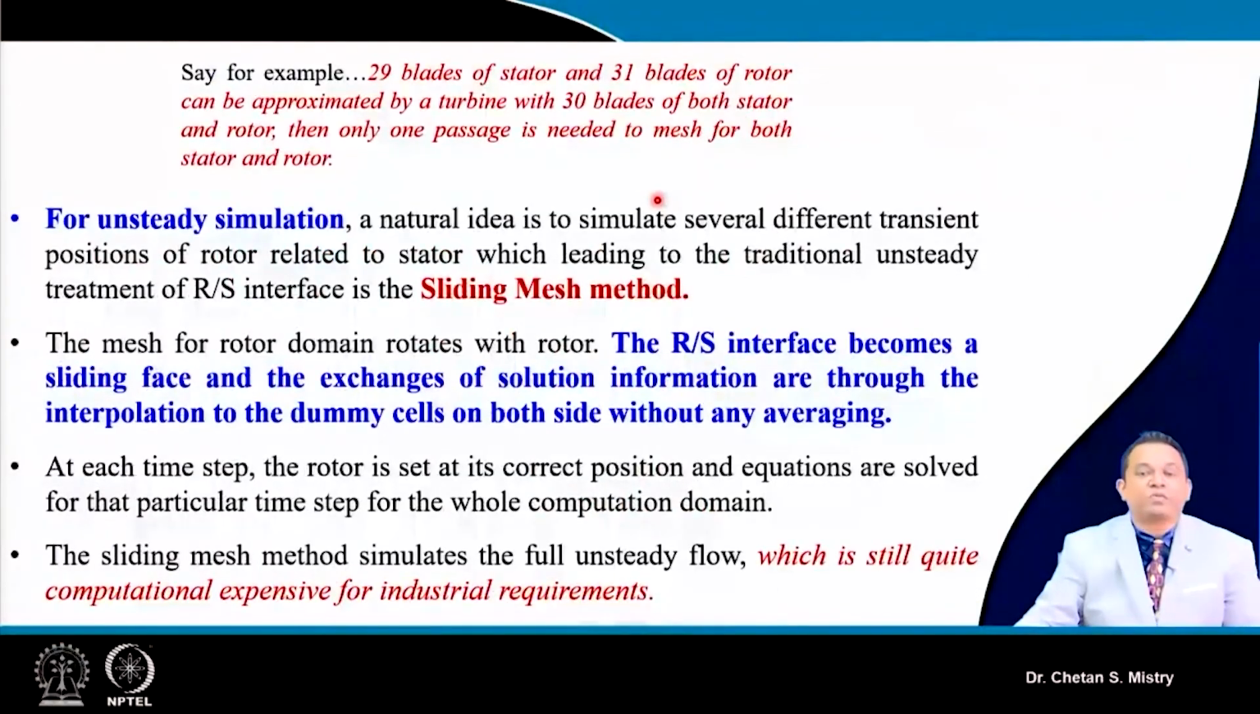Suppose we consider one example. Say we have 29 blades for the stator and 31 blades for the rotor. We can assume both to be 30, and based on that we will set the flow domain such that the exchange of data happens in a proper way. When we discuss case studies, we will discuss how my results change when we take this frozen rotor approach.